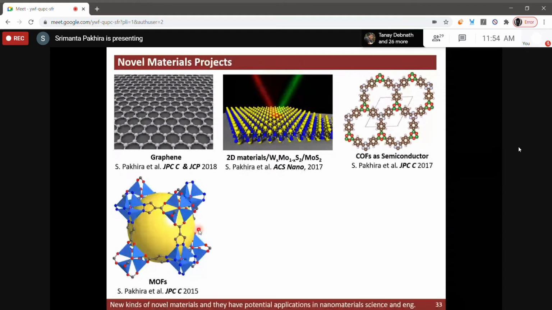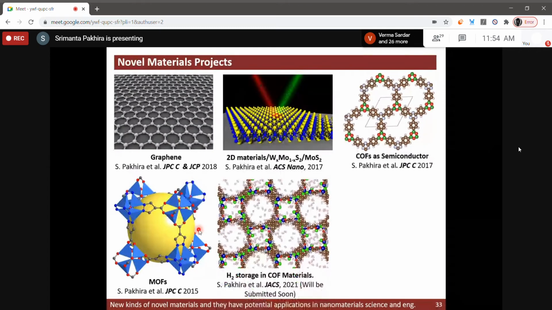Then we just completed one work using a 3D covalent organic framework. When we ran some simulations, a lot of hydrogen was stored inside the cavity, and we got hydrogen storage, which is the target. And I'm writing an article on that.